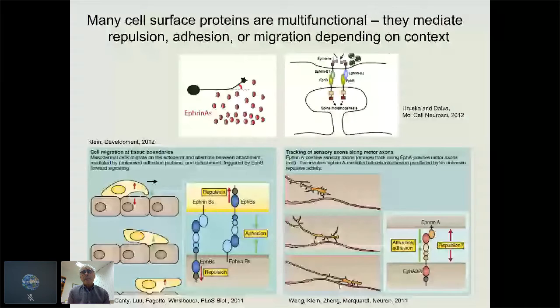The ephrins are well known for their repulsive activities. So in the slide here, up in the left corner, you see a growth cone that expresses an Eph receptor and is confronted with a gradient of ephrin As. And very often the growth cone would turn away from the highest source of ephrin.